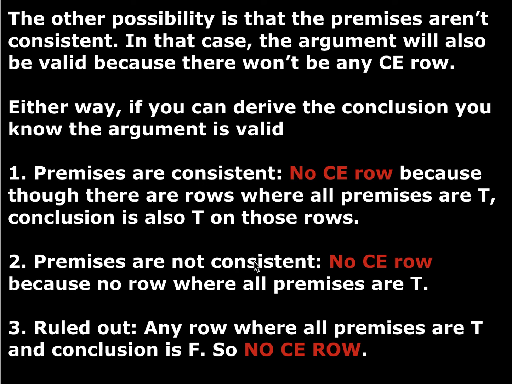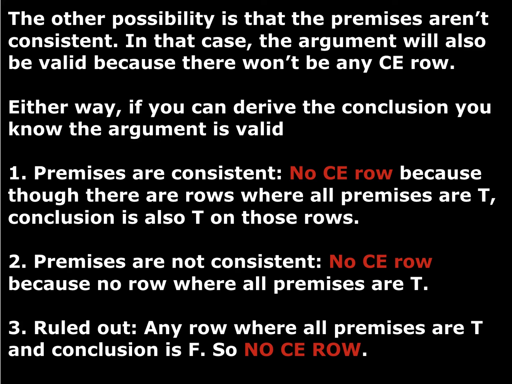Suppose the premises aren't consistent. So you have premises, you derive the conclusion, but in this case, your premises weren't consistent. You're still not going to find a counterexample row because the premises aren't consistent. There won't be a row where the premises are all true. And a counterexample row would be a row where the premises are all true and the conclusion's false. Okay, so either way, if you can derive the conclusion, you've ruled out the possibility that there's going to be a counterexample row. Okay, so that's why this method works.